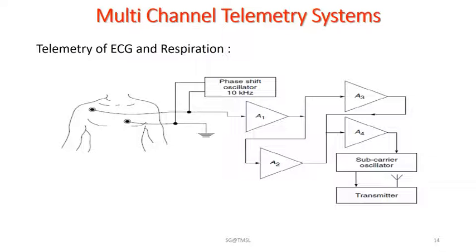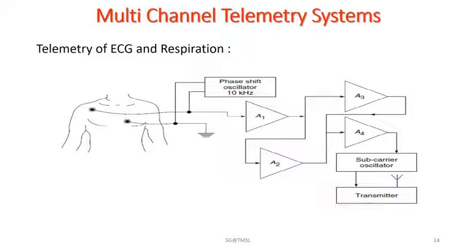Now, the carrier signal, which is generated by a phase shift oscillator, is varied by the thoracic impedance associated with respiration, which produces an AC voltage whose amplitude varies with a change in impedance. Now the amplitude varying carrier is amplified by amplifier A1, and amplifier filter A3 recovers the respiration signal by using rectifiers and a double pole filter.